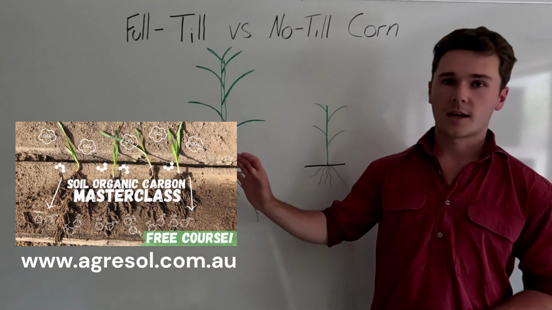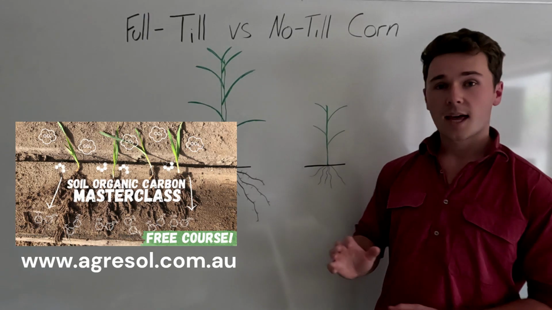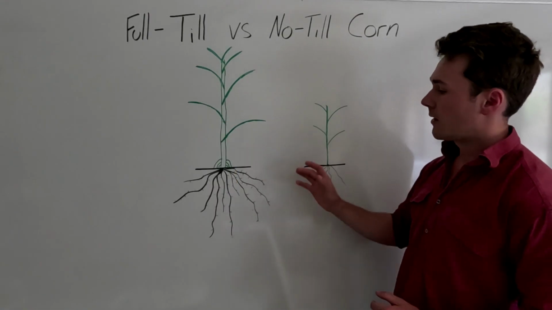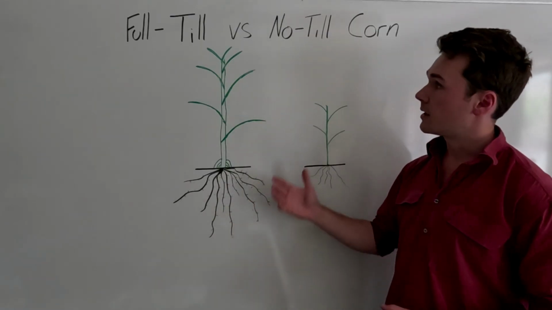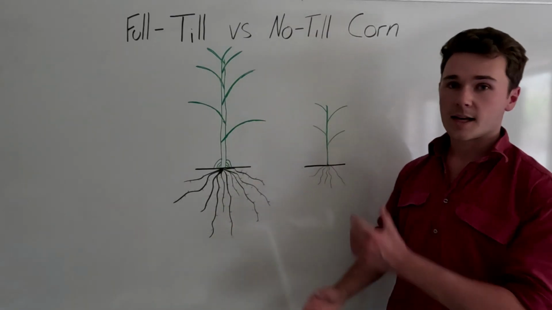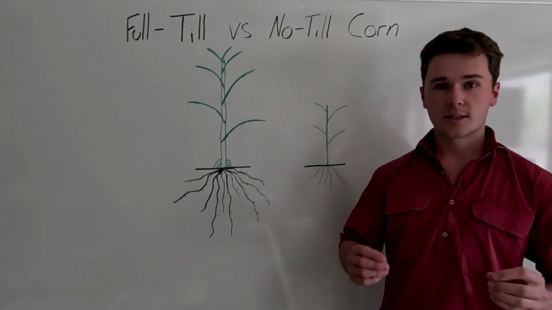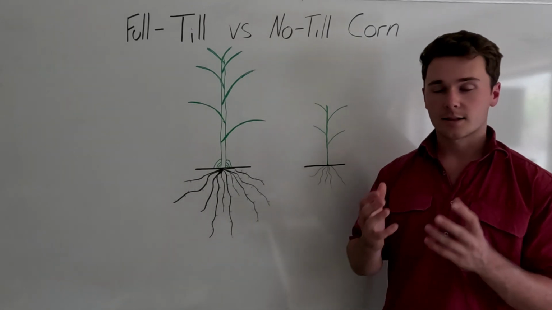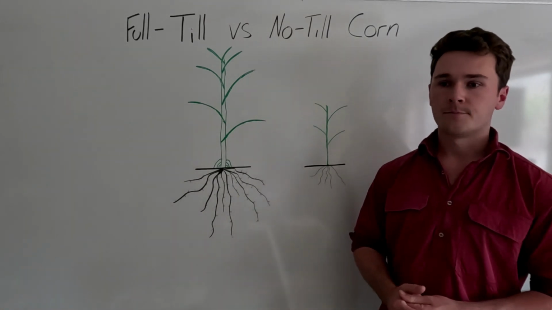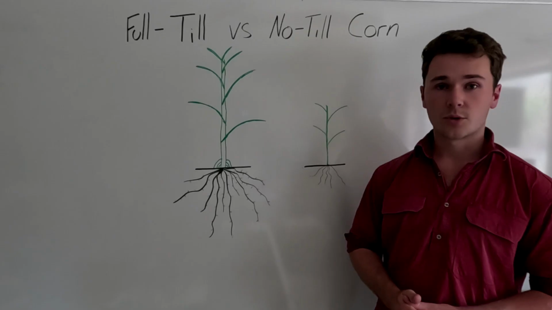You learn so much about soil organic carbon as well as how to sequester it. But anyways, there's so much more humus and soil organic carbon matter in the no-till corn than the full-till. And you can really just see that with colour as well as smell. When you smell the soil, it smells earthy. What soil should smell like.